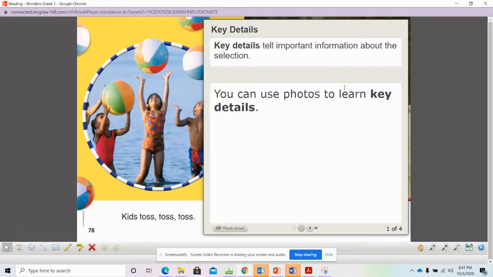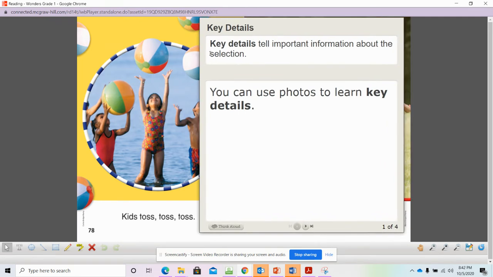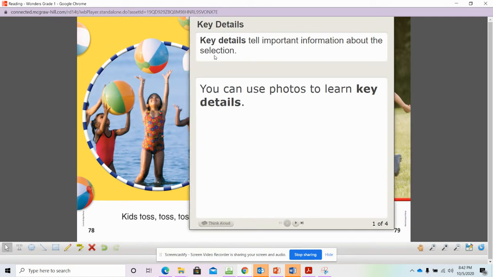Okay, boys and girls. So today, while we read our story, we're going to be using one of our reading skills. And one of our reading skills is to find key details. Key details tell important information about the selection. Selection means whatever we're reading. Okay? So key details tell us important information about the story or the book that we're reading.